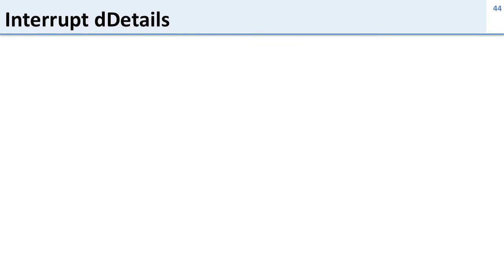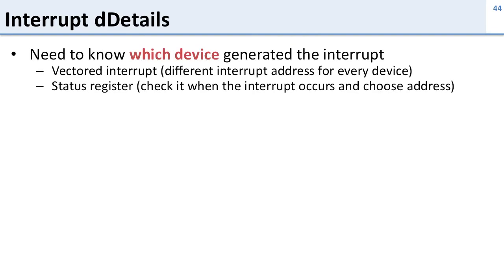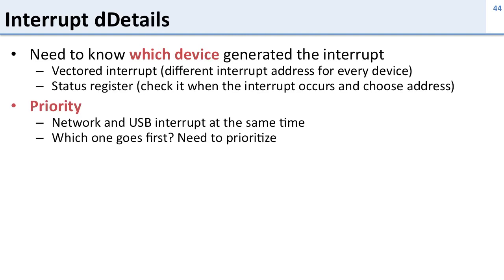So let's take a look at some interrupt details. So for interrupts, we need to know which device generated the interrupt. And there are generally two ways to do this. The first is we can have what are known as vectored interrupts. That is, we have a different address for each interrupt service routine for each device. So when a particular device generates an interrupt, it jumps directly to its interrupt service routine. The other approach is to have a status register. And what we do with the status register is we check it when an interrupt occurs, and based on what's in the status register, we jump to the right interrupt service routine.